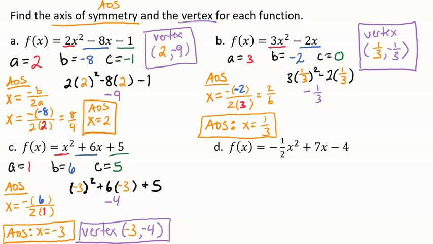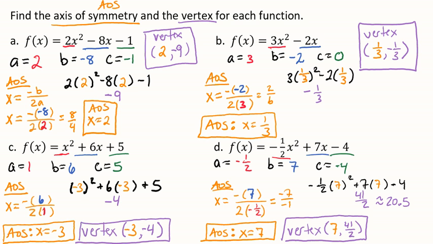Now let's try letter D. f of x equals negative 1/2 x squared plus 7x minus 4. I want you to try this one on your own as well. So go ahead and push pause, and then when you're done, push play, and let's see if you're right. Now letter D was a little trickier. Here we have an axis of symmetry of 7 and a vertex of 7, 41 over 2, which is about 20.5. Now we're going to leave it as 41 over 2 because we were given a fraction here in the beginning. Now if I had to graph this, I would definitely want to look at it as 20.5 to make it easier to graph.